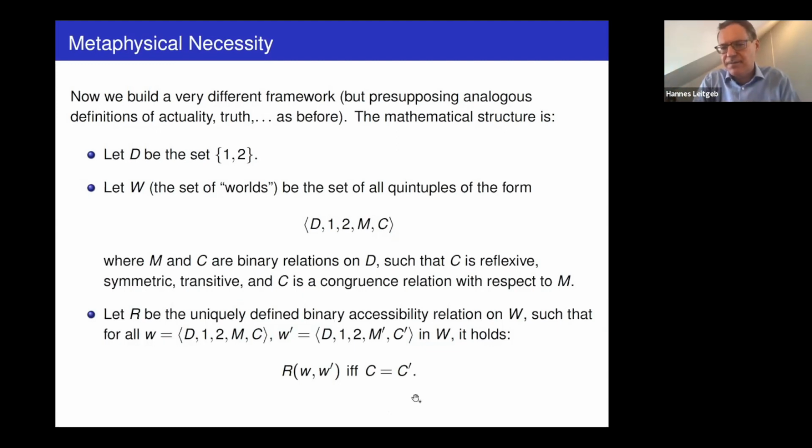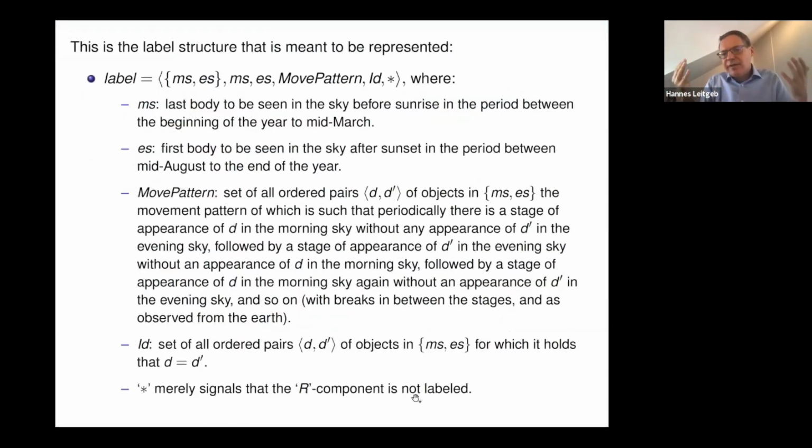That's my accessibility relation. And now what's still lacking is the label structure. What's the thing that we want to talk about or reason about? Well, it will be the morning star, evening star example. So again, we are legally obligated to bring up that example. So that's what I'm doing here. So my label structure will be a set here, the set consisting of MS and ES. What's MS? Well, it's the last body to be seen in the sky before sunrise in the period between the beginning of the year to mid-March. It's the morning star. And then ES, that's the first body to be seen after sunset. Well, it's the evening star.